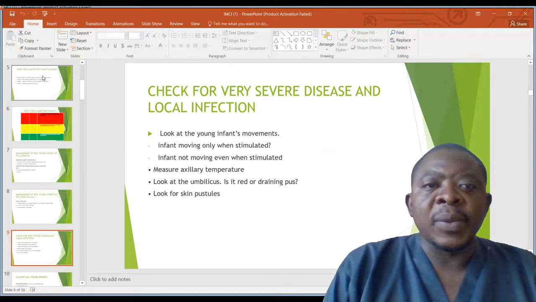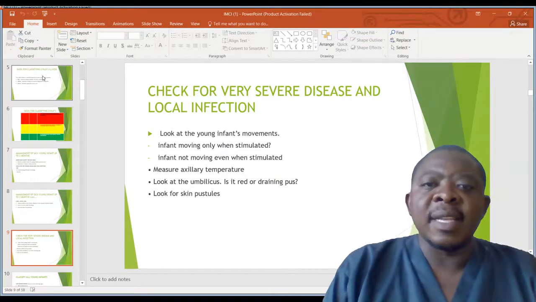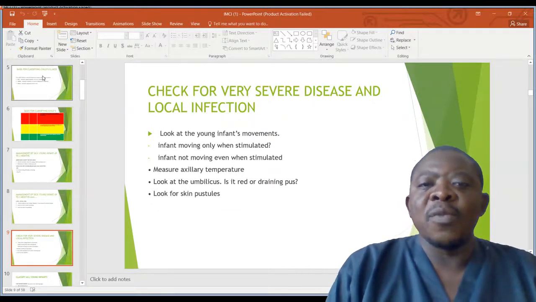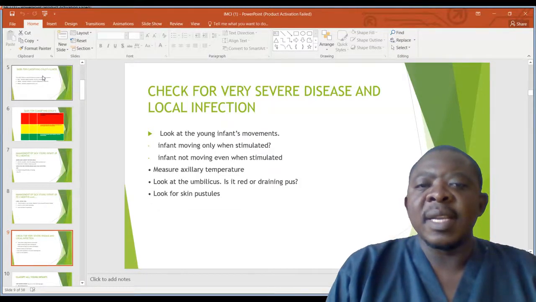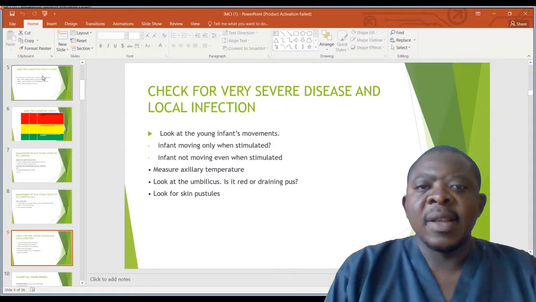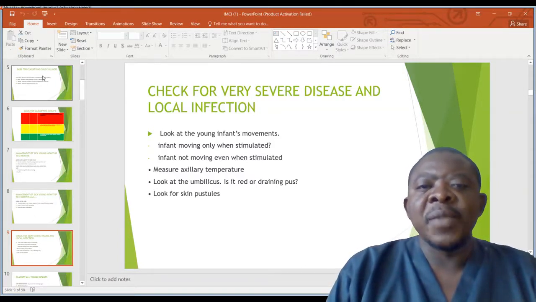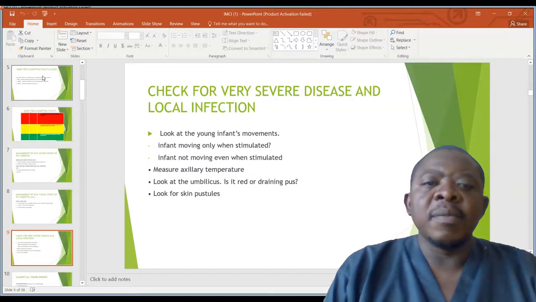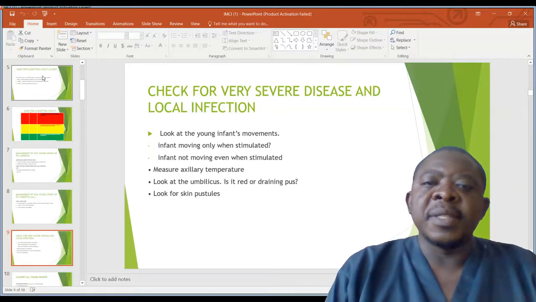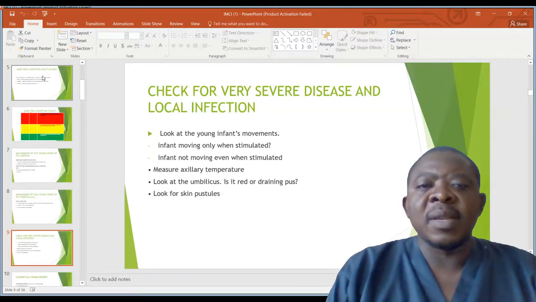So here you look at the young infant's movements. Infant moving only when stimulated. You look at it, infant not moving even when stimulated. So you are trying to see if the infant is lethargic or has CNS, central nervous system, involvement. You can measure axillary temperature. Okay, and then also look at the umbilicus for signs of infection. Okay, if it is red or draining some pus, you can always check for that.